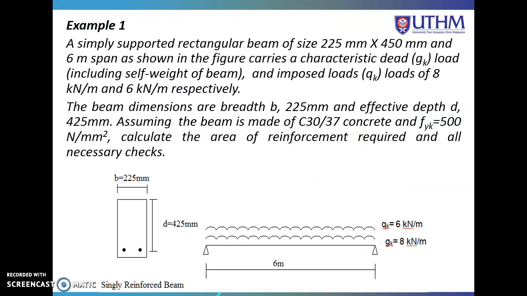Okay, a simply supported rectangular beam size of 225 times 450 mm and 6 meter span as shown in the figure carries a characteristic dead load GK, including self weight of the beam, and imposed load QK, loads of 8 kN and 6. Okay, and the beam dimension are breadth B 225 and effective depth is 425 mm. Okay, so concrete made from C30 concrete, FYK 500, and calculate the area of reinforced required and all necessary check.